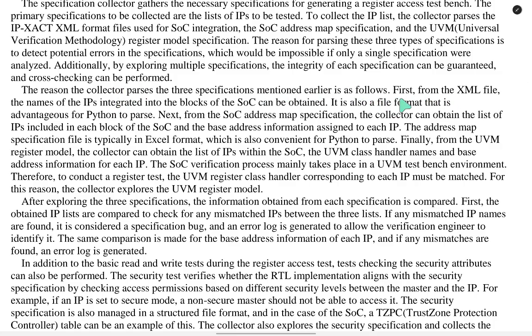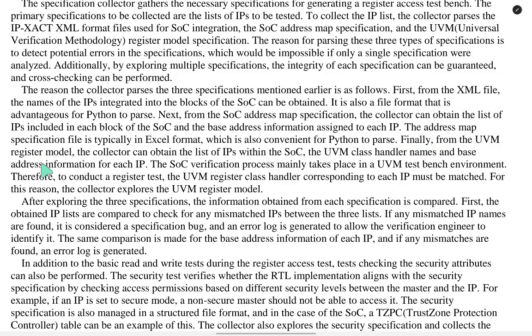First, from the XML file, the names of the IPs integrated into each block of the SoC can be obtained. It's also a file format that is advantageous for Python to parse. Next, from the SoC address map specification, the collector can obtain the list of the IPs included in each block of the SoC and the base address information assigned to each IP. The address map specification file is typically an Excel file, which is convenient for Python to parse.